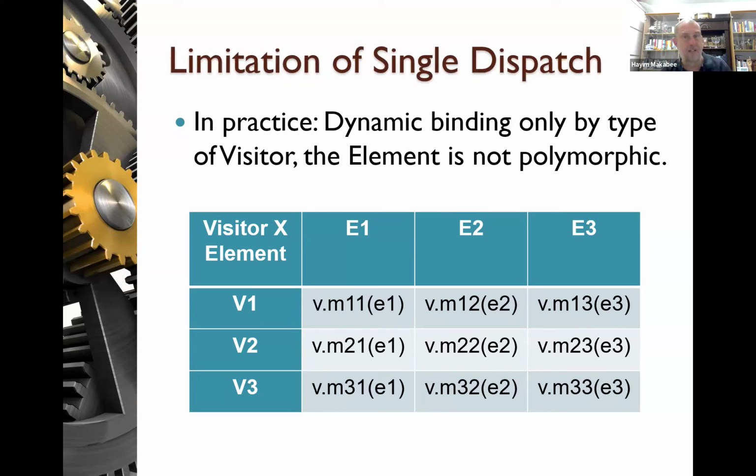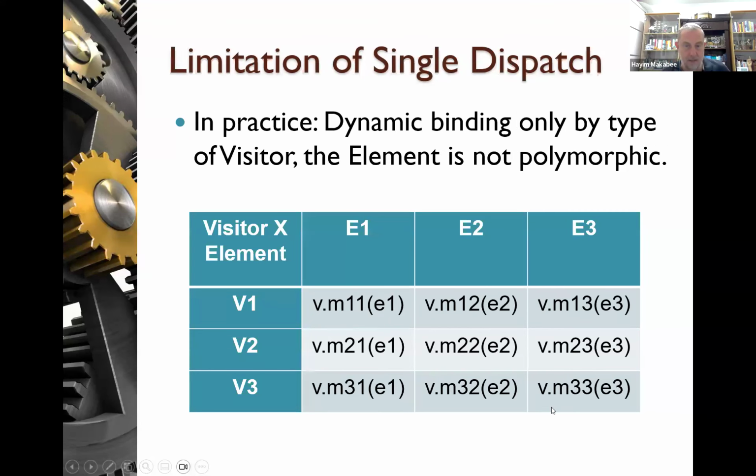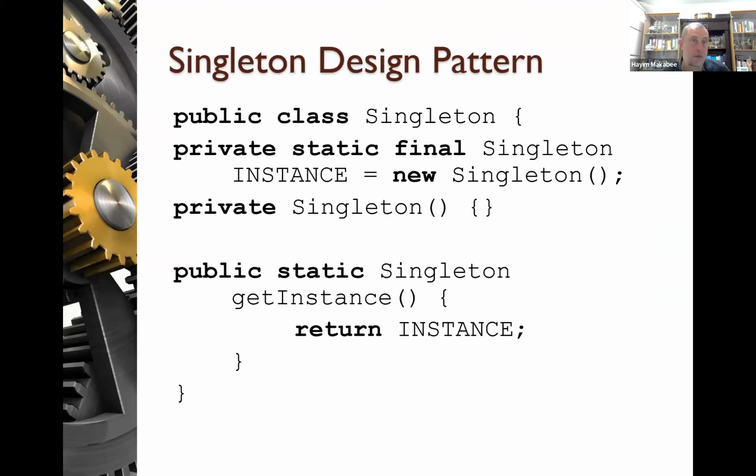So in single dispatch, which is dynamic binding, each visitor must have a different method for each element. So for element one, I have this method. For element two, I have this method. And for element three, I have this method. So in total, I have 9 methods. See, in this matrix, I don't need so many methods, but here I need 9 methods.